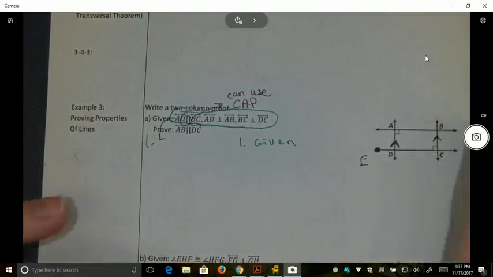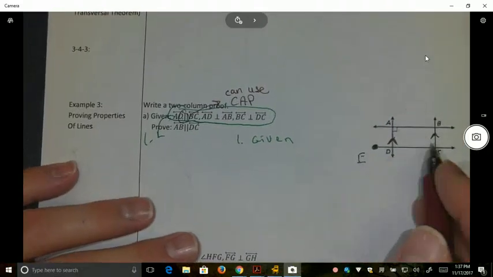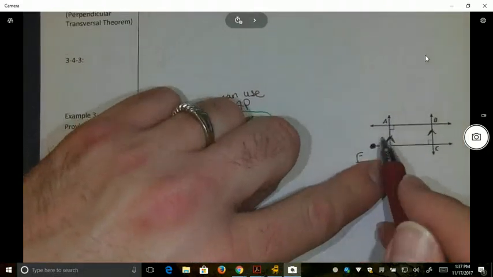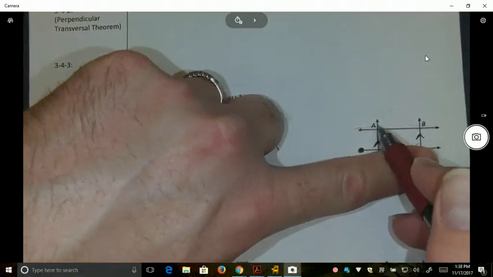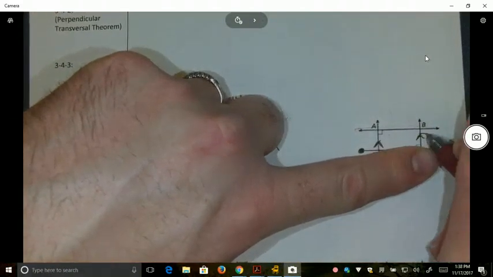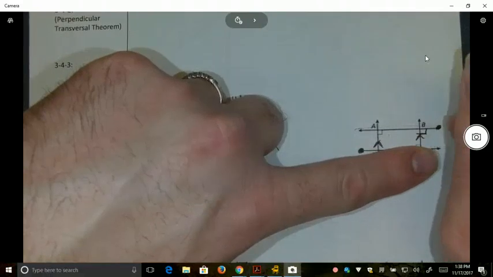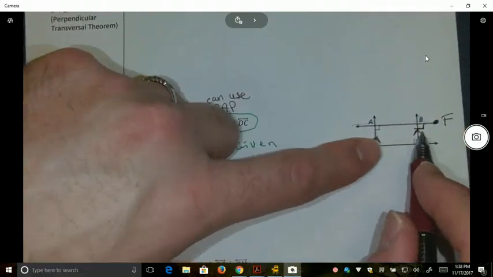And that's all I should really need. Actually, we're not even going to use that. We'll just use this. Let's look at this transversal right here. We've got the parallel lines, and that is perpendicular. Well, then guess what this angle right here has to be? We'll call this point F. It has to be 90.